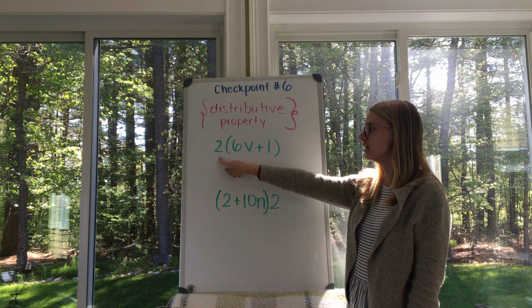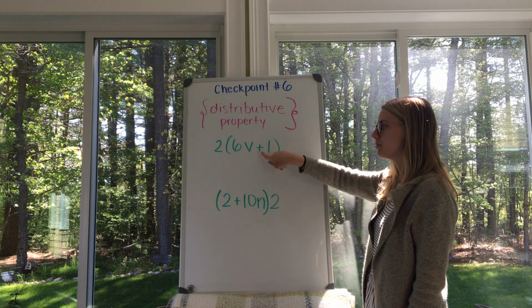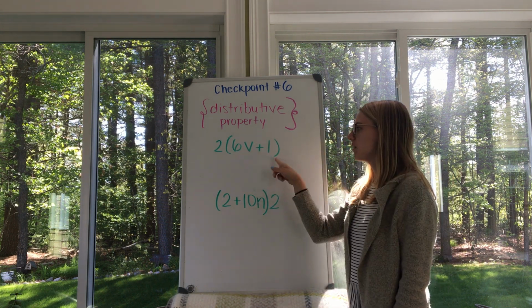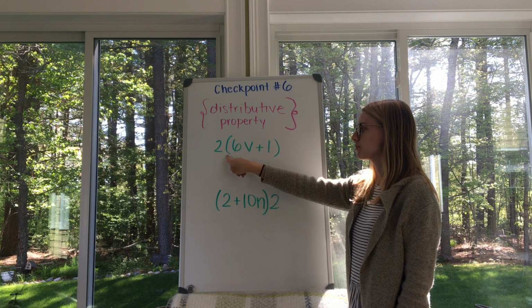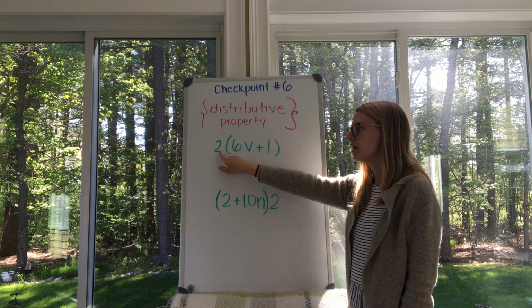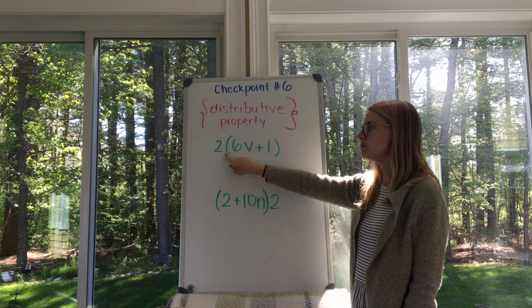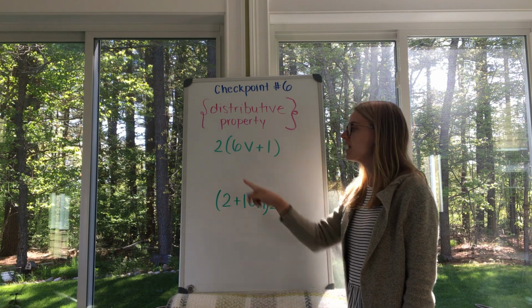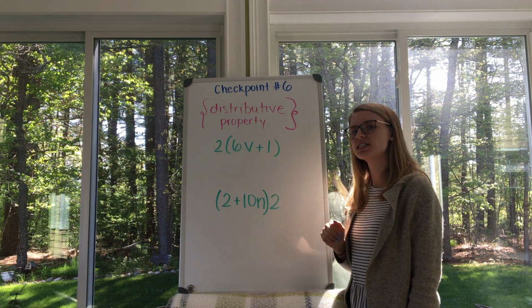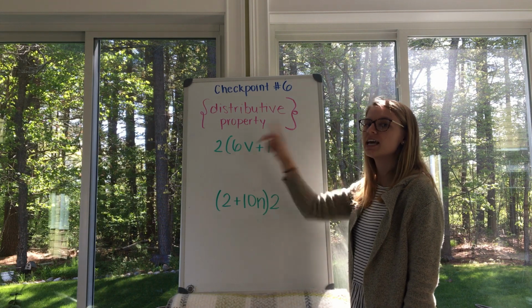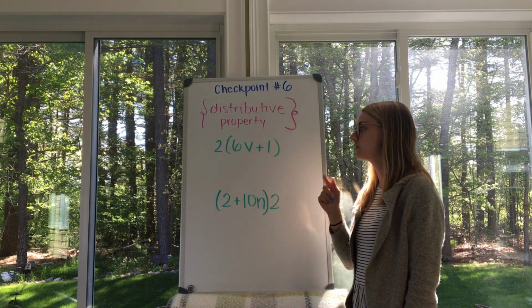Here we have 2 times 6v plus 1. Here are some things to look at. We can see that we have an expression in parentheses, and then we have a 2 outside of it. That 2 is going to be multiplied by whatever is in the parentheses. Even though there's no multiplication sign, because the 2 comes next to the parentheses, it tells us to multiply.